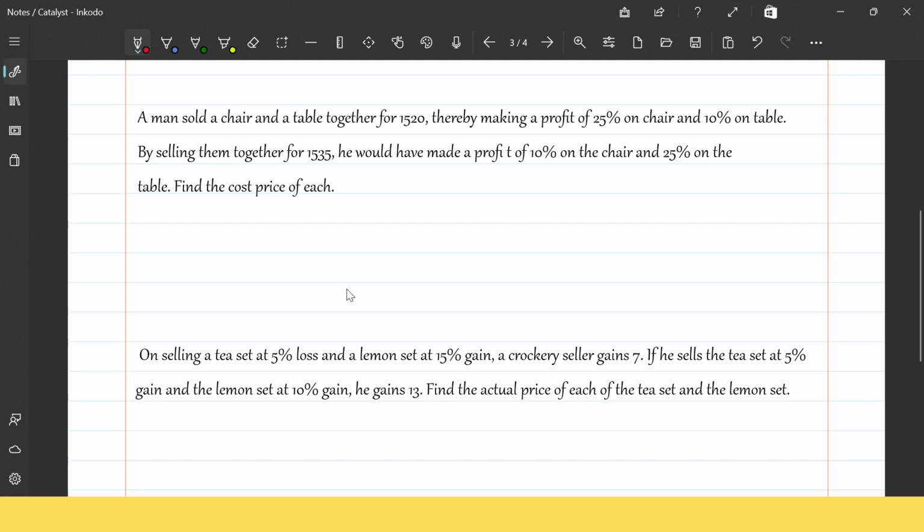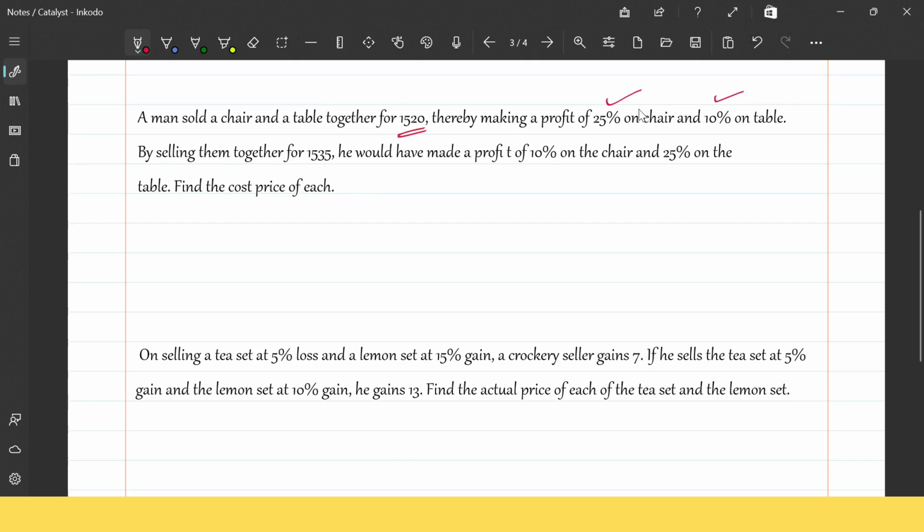So what they are telling here is, a man has sold a chair, he has sold a table, and the total amount that he is getting is 1520 rupees, and when he sold this, there was a profit of 25% on chair and 10% on the table.